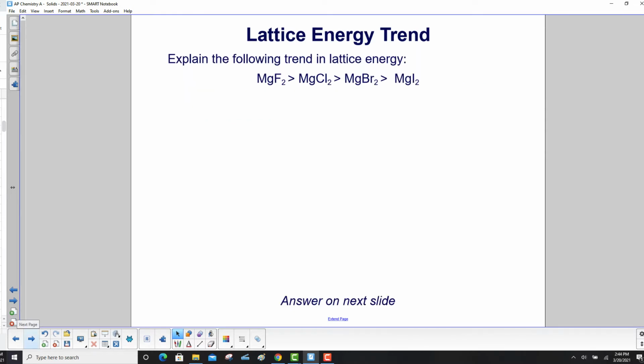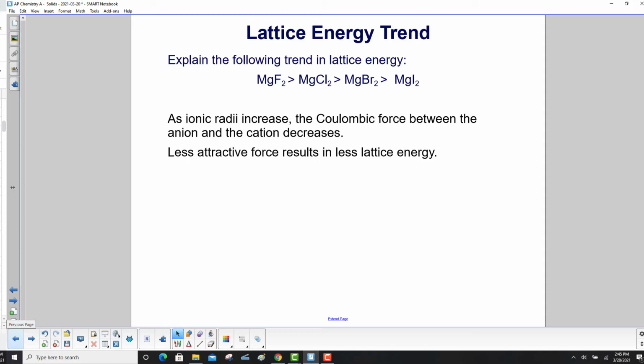Explain the following trend in lattice energy. Magnesium fluoride has a greater lattice energy than magnesium chloride, which is greater than magnesium bromide, greater than magnesium iodide. Check out the periodic table and find out that from fluorine to chlorine to bromine to iodine, they're going down a group. That means their ionic radii are increasing. So as the radii increase, the Coulombic force between the anion and the cation decreases. Less attractive force, less lattice energy.